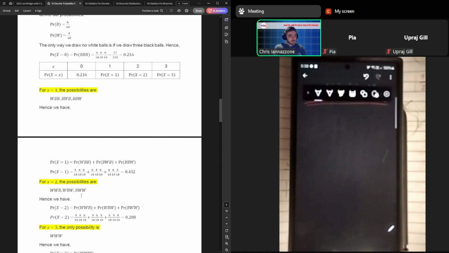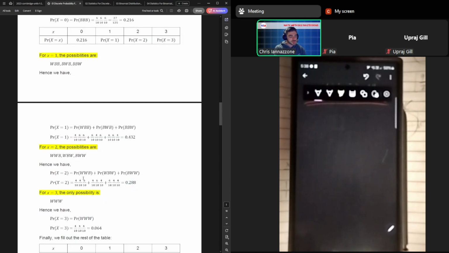X equals 2 is very similar. In fact, literally all that's changing is whites and blacks. It'll be a different probability, but the exact same idea, which is you either put a black in the first, second, or third spot.